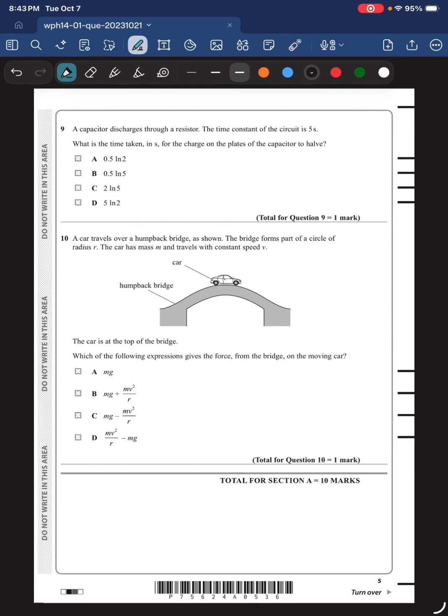Question 9. A capacitor discharges through a resistor. The time constant of the circuit is 5 seconds. What is the time taken in seconds for the charge on the plates of the capacitor to halve? Okay, we need to find t_1/2, pretty much, the half-life, right? Which is equal to tau times ln 2, where tau is the time constant, okay? So the time constant is 5, and then the half-life is given by this expression, and I think this should be in the back of your paper.